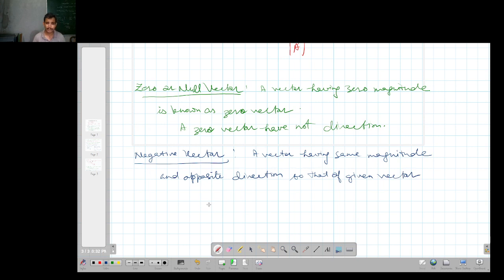For example, say I am having a vector A, then another vector B is called the negative of A if its magnitude remains the same but it is pointing in the opposite direction. Thus vector B is the negative of vector A, right?